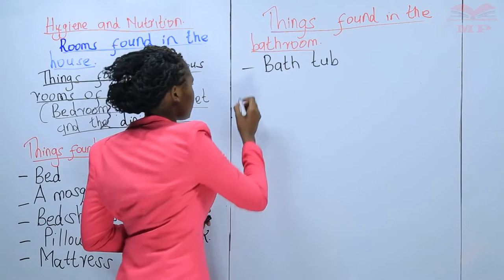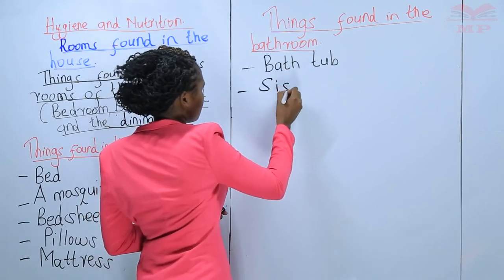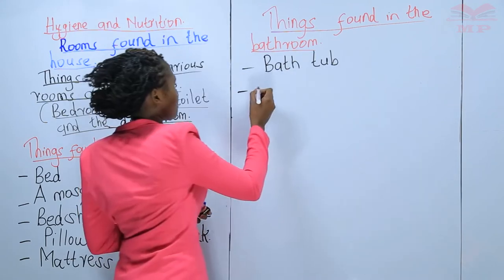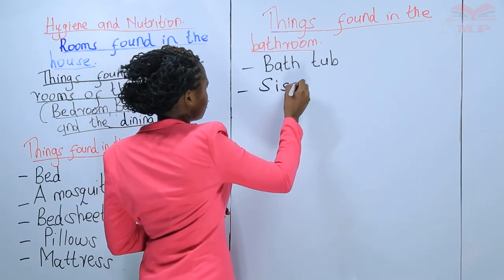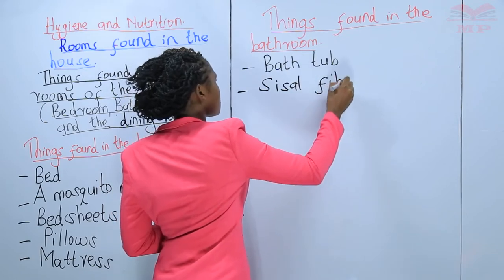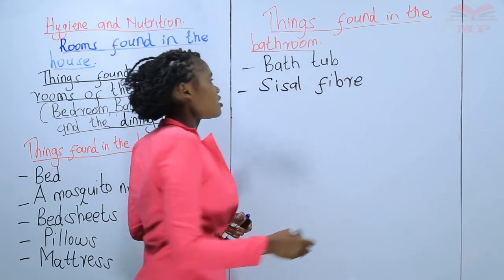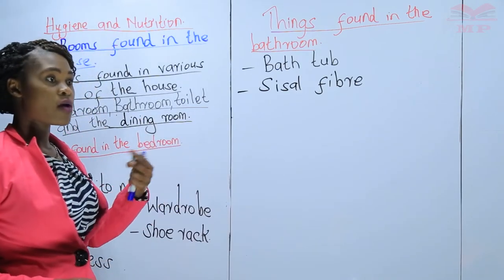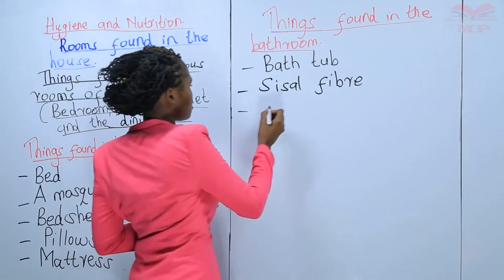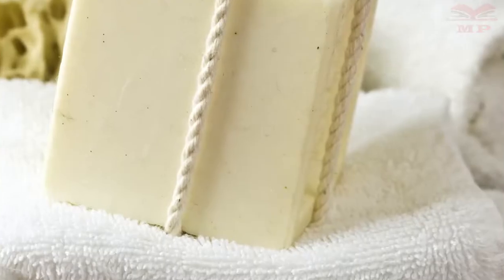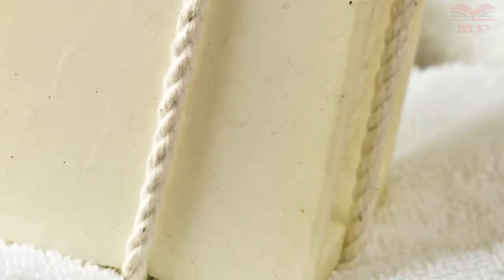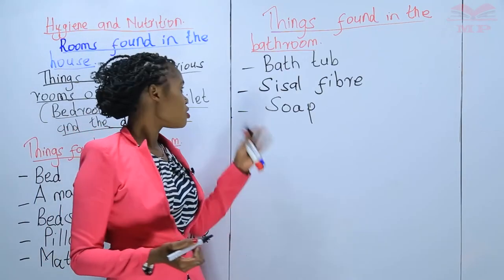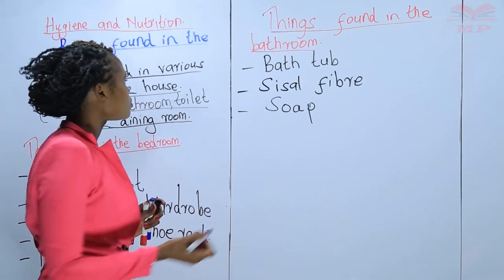We also have sisal fiber. Take a look at the sisal fiber. We are using the sisal fiber to scrub our body. We also have soap. When you take a shower, you require soap. Soap helps to remove dirt from our body. So we can get soap in the bathroom.